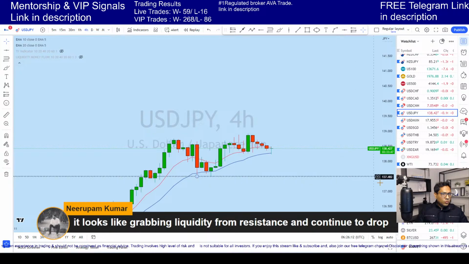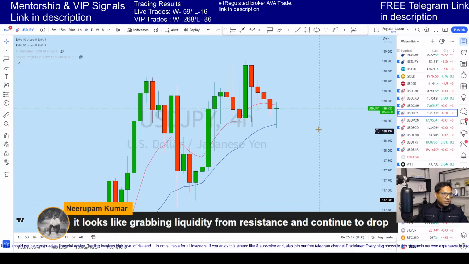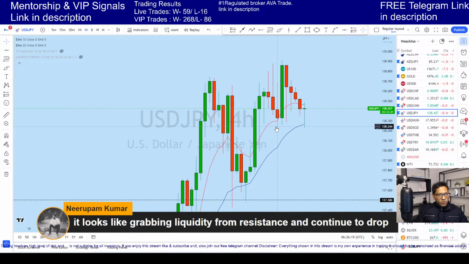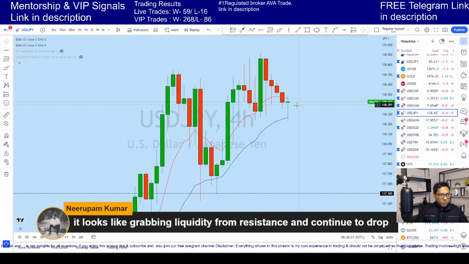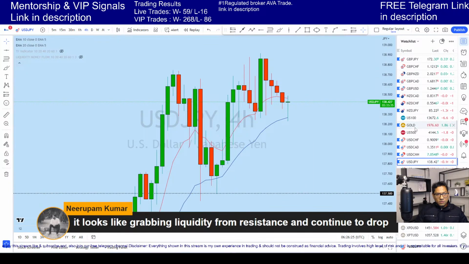so dollar yen, we see that, as I mentioned, it has broken here, grabbed liquidity from the support. I think the dollar yen might come down even to this level and then we could see that opportunity.